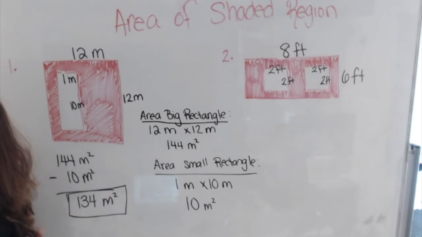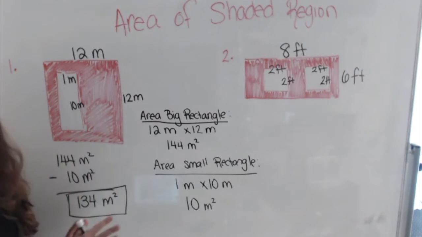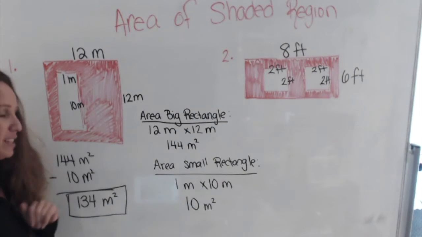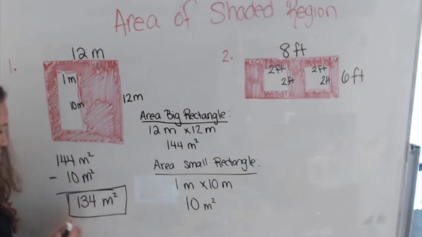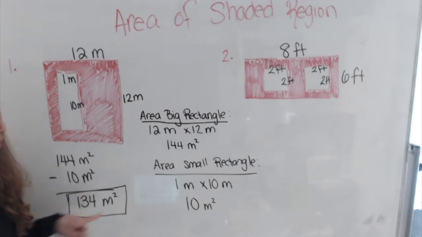Now, as a teacher, I can tell you that whenever I have this much work on a page, it's really important to make sure you box your answers so the teacher doesn't think that 144 is your answer or 10 is your answer, that she knows that your answer is 134 meters squared. And again, units are super important.